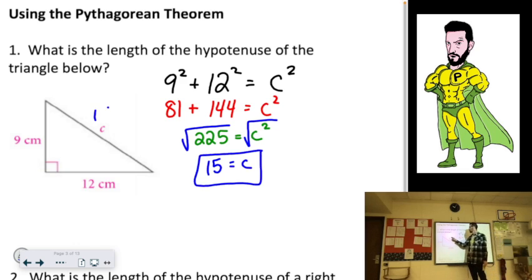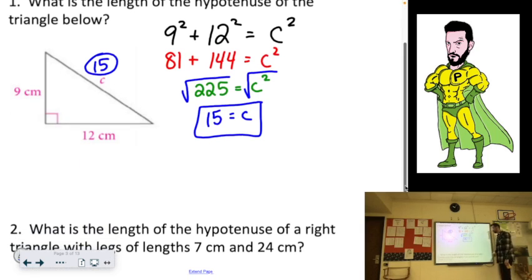Now make sure when you guys are done with these that your answer makes sense. The hypotenuse has to be the longest side. If we have 9, 12, and 15, yeah, 15 is the longest side, so that's a good indicator that we probably did it right. We can trust our instincts. Otherwise, you could always go back and recheck your math there.